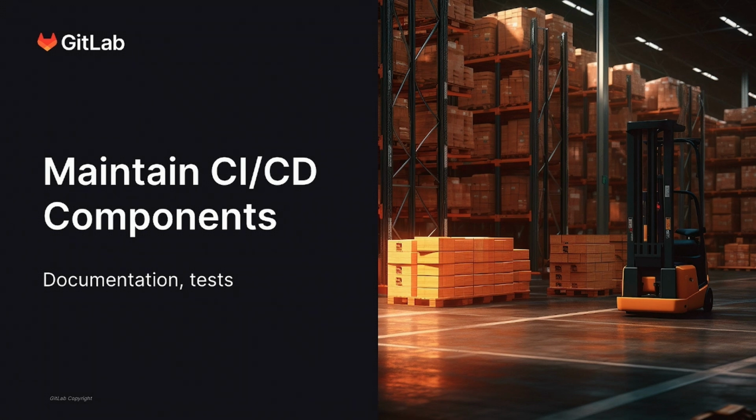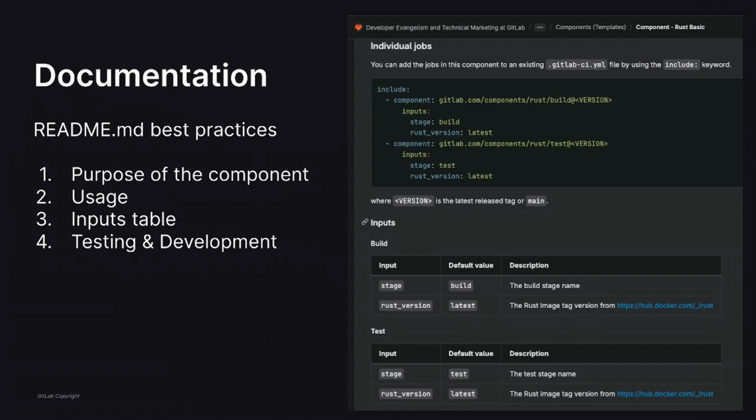Before optimizing is probably also a good way to think about maintaining a CI/CD component, because it's not just created and then it's running and nobody cares about it anymore, but you want to also document it and also create tests for it. The README.md should be the entry point for documenting the best practices, like the purpose of the component, how to use it, maybe an inputs table. The GitLab CI/CD catalog also renders the inputs table automatically, so you need to decide whether you want to document it or just let GitLab generate that.